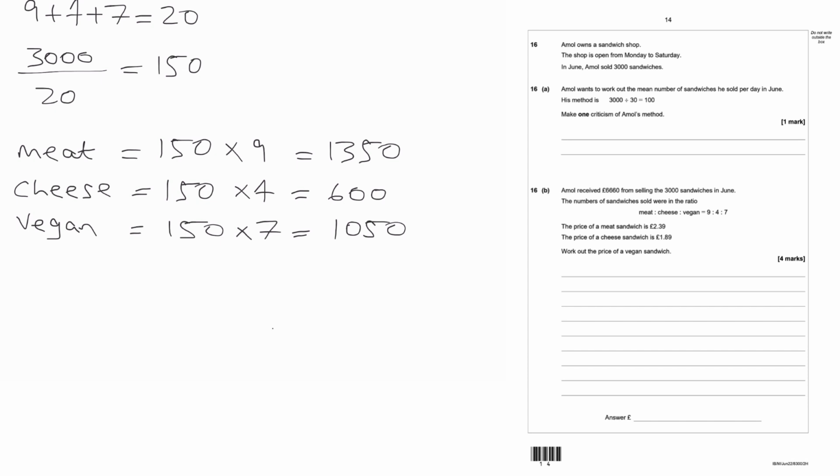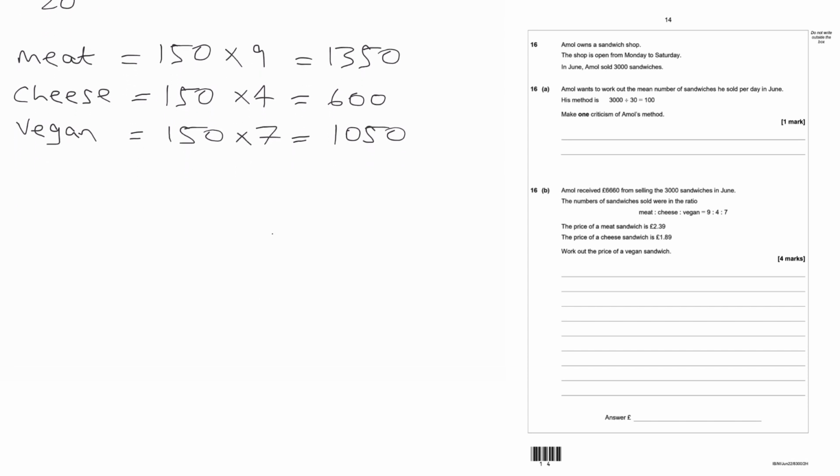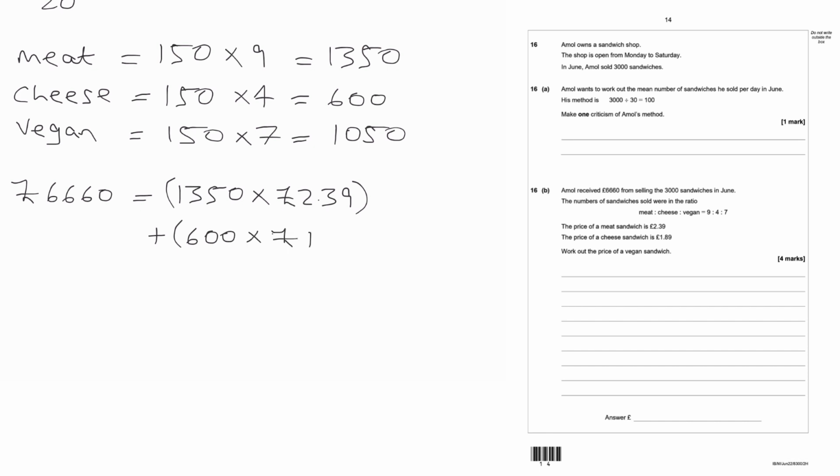So now that we have this, we're told that the total price of those 3,000 sandwiches was £6,660. Well, we can now break down, we know that this price is a result of the total number of each type of sandwich sold multiplied by its price. So we can say that £6,660 is equal to, let's start off with the meat, 1,350 sandwiches times the price of £2.39, plus 600 of the cheese times the price of the cheese, which was £1.89, plus 1,050 of the vegan sandwiches times, and we're going to call this price that we need to find out y. And what we want to do here is solve for y.